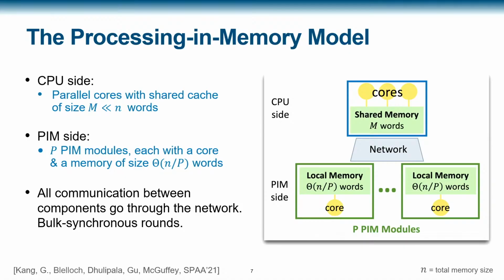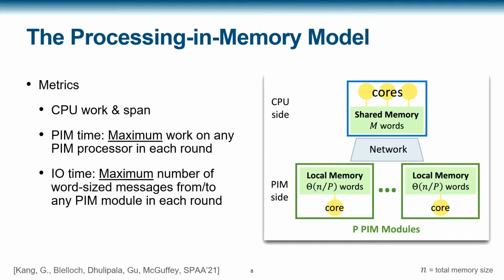And then in terms of metrics, as I mentioned, this is a shared memory with a limited amount of memory, and this is just like distributed memory. So what we did is we combined the metrics of each. On the shared side, you measure work and span: how much work was done over here, and what's the length of the longest critical path. Those are the computational metrics over there.